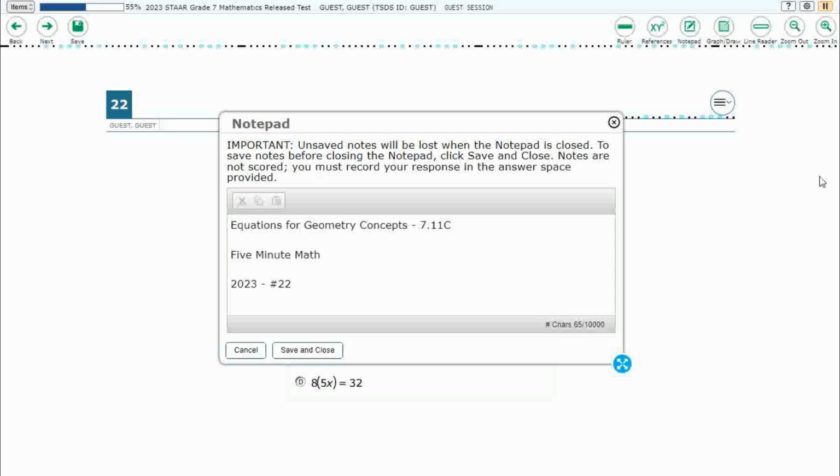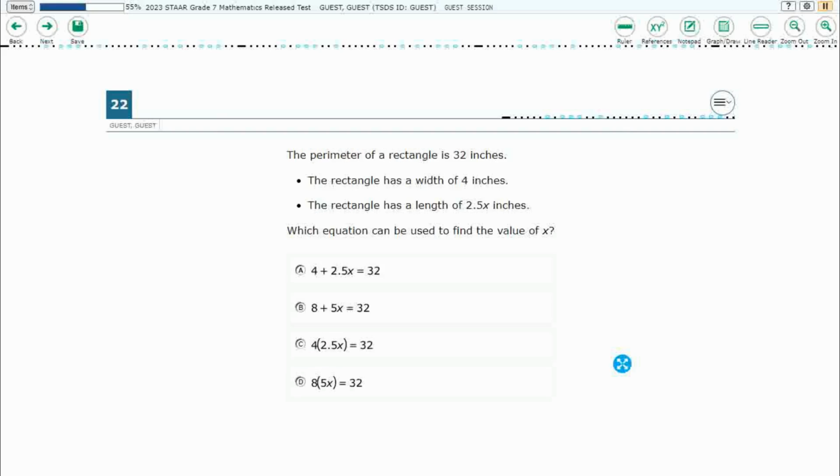Today we are looking at the 7th grade concept of equations for geometry concepts. This is standard 7.11c in the great state of Texas, and we are using item number 22 of the 2023 released STAAR test. If you haven't done so already, please go ahead and take a moment to pause the video, work this problem out on your own, unpause it, and we will look at our answers together.